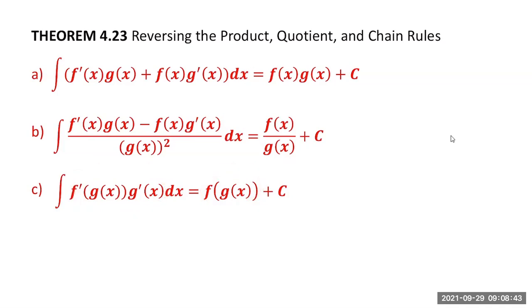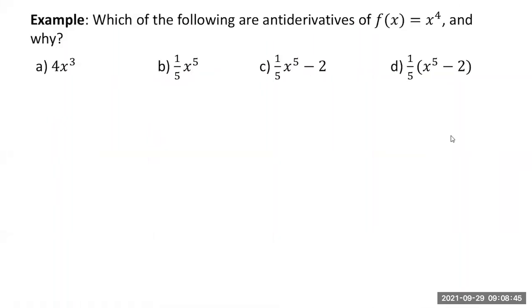All right, let's move on. Next, I want to go over some examples. Here is the first example that I want to discuss. Which of the following are antiderivatives of f of x equals x to the power 4? How do you determine whether these are antiderivatives or not?